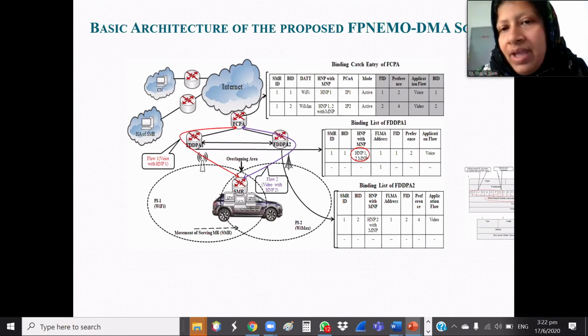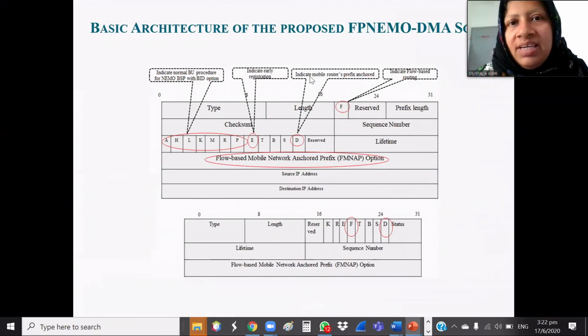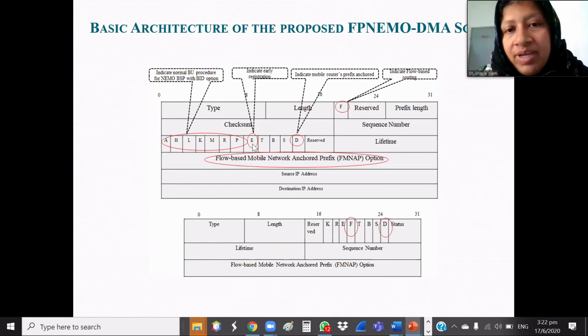And for that case, we modified a few things. This highlighted part, if we enhance this portion, then by mathematical analysis as well as some simulation, we can see some improvement here. And this is the basic architecture. Here is the message format that we included. This message format is basically based on the network mobility basic support protocol, and we want to integrate Proxy Mobile IPv6.